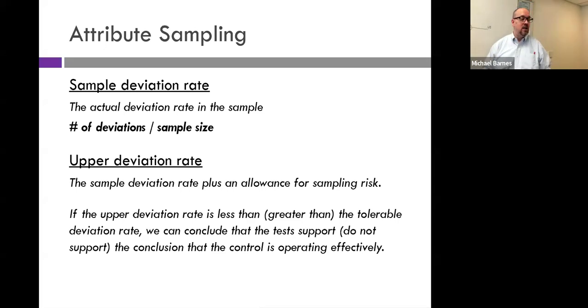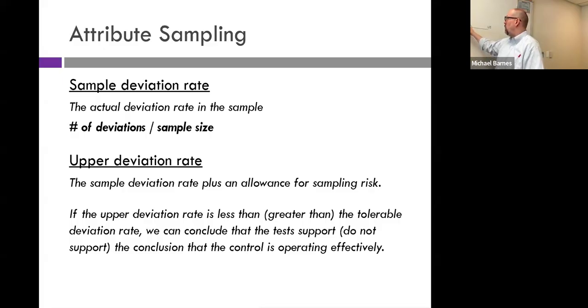How do we calculate that? We're going to take that 2% and add on something called the allowance for sampling risk. Now, what is the allowance for sampling risk? There is a statistical method of calculating it. We're not going to worry too much about that because it's going to be given to us for the most part. Conceptually, we need to understand the allowance for sampling risk, but we're not going to do much in the way of calculations. Just think about it as some amount that we add to the sample deviation rate to come up with an upper bound.